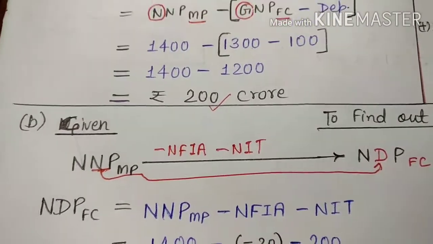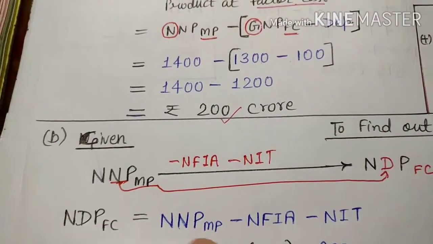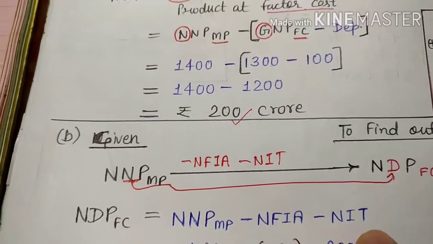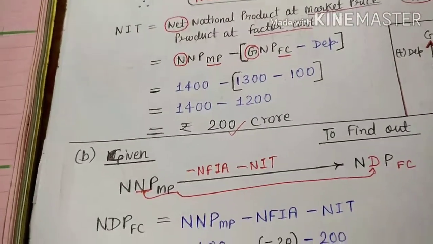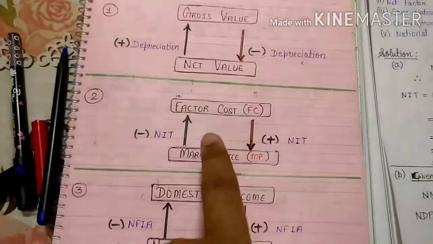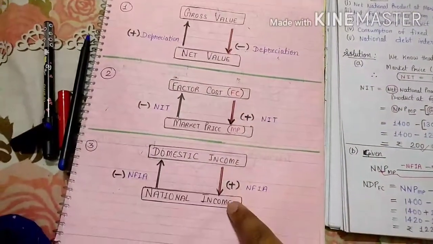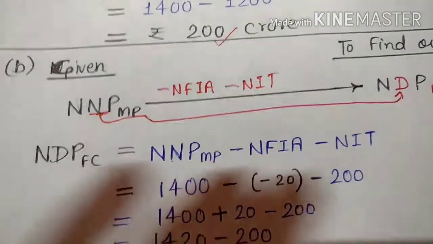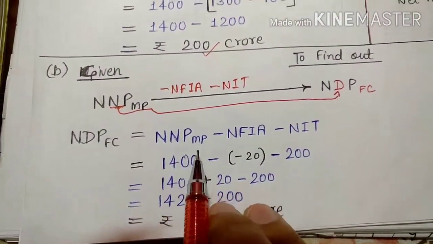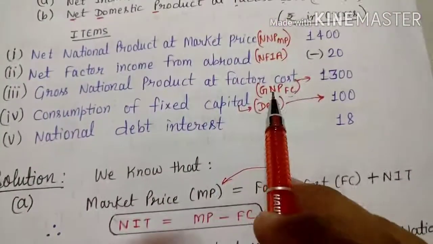So here we are not learning a new formula. This one we have not learned, but we have formed it from the basic formulas which I explained earlier, these three basic formulas. On the basis of these three basic formulas only, we are solving this. So NNP at MP, how much is given in the question?